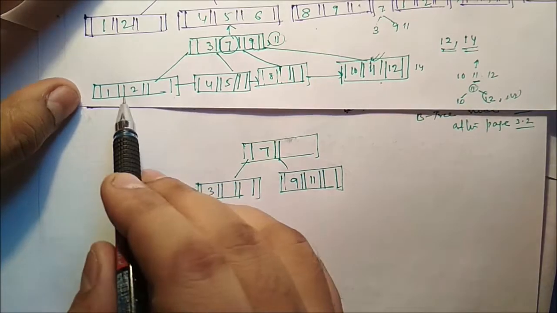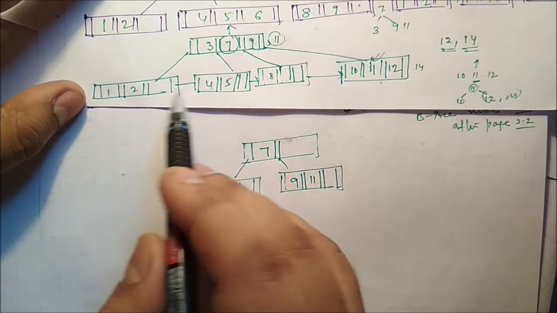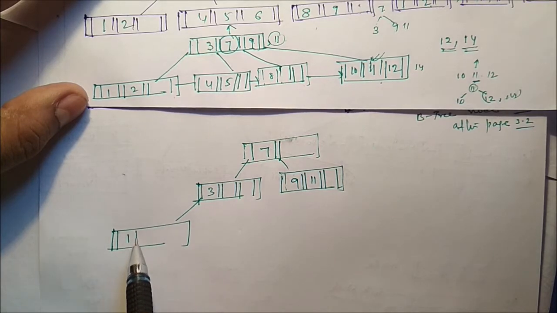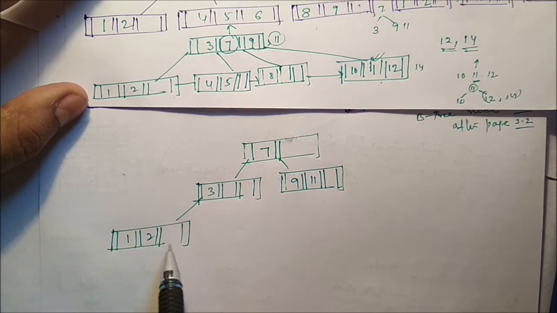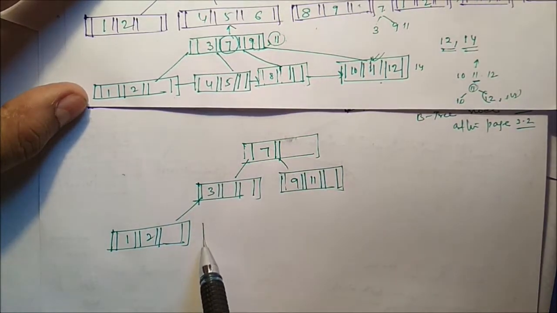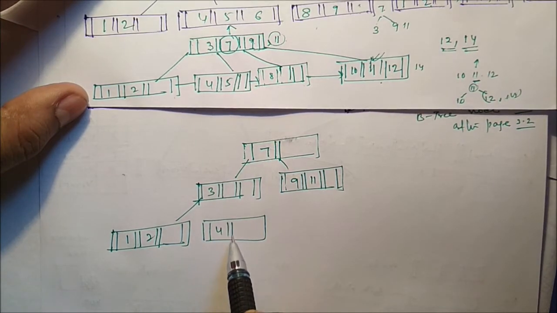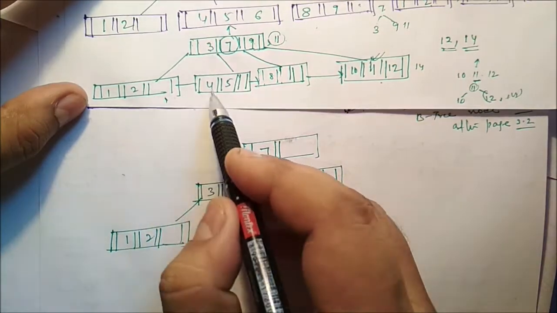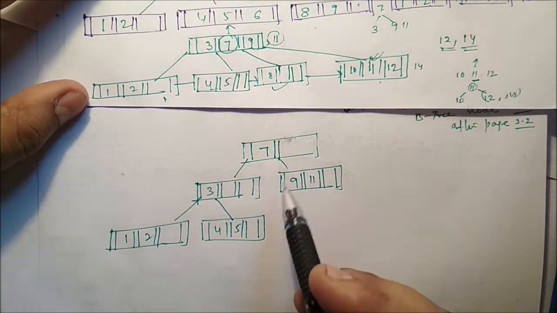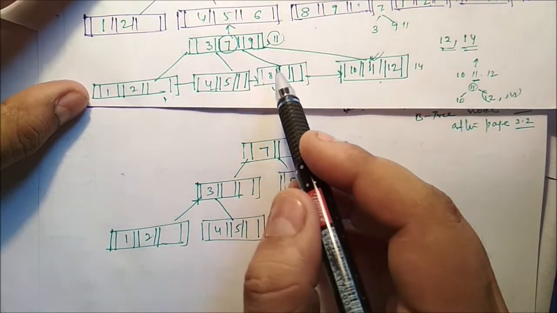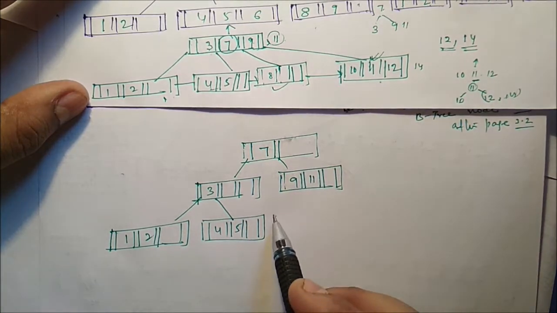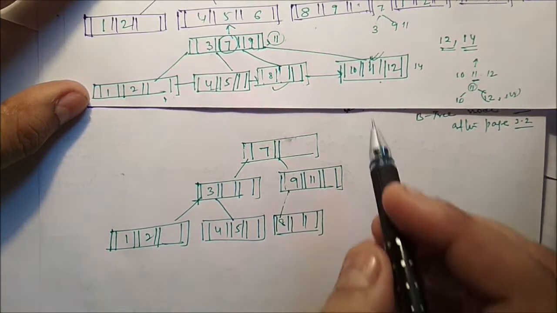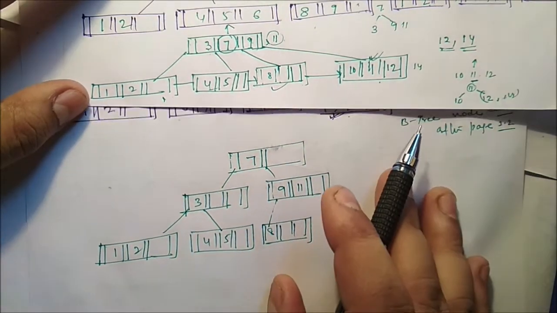After that we have to connect the leaf nodes. So here must be what, 1 and 2, we have to connect 1 and 2, and 4 and 5. Okay, next 8 and 9. So 8 should be the left child of this 9. Only 8 is there.